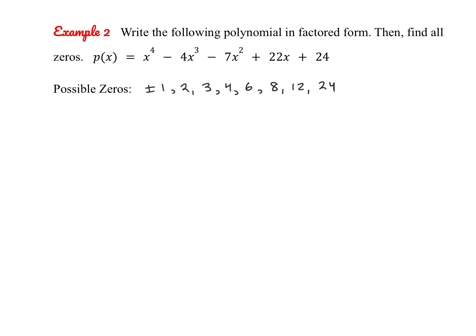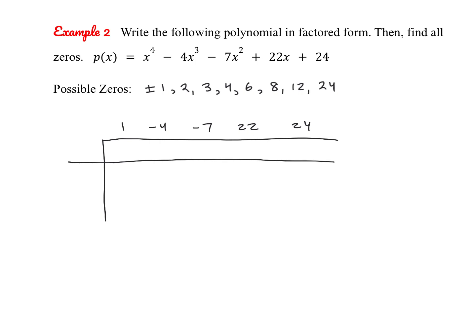So again, from here, it's just a matter of plugging through with synthetic division until we find one that works. So let's start by setting up our little chart really quick. So I'm going to list out my coefficients. So 1, -4, -7, 22, and 24. And then here we can list out our zeros that we're going to test. And remember, this last column will represent our remainder. So we want our remainder to be 0 here. So let's test +1. Let's start with +1.